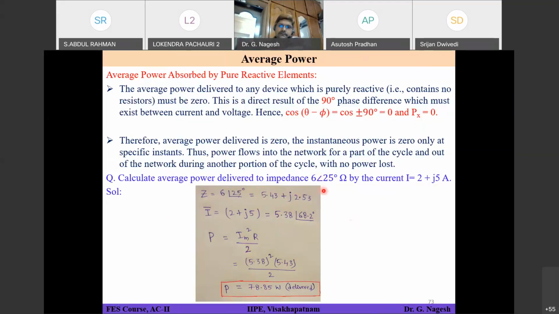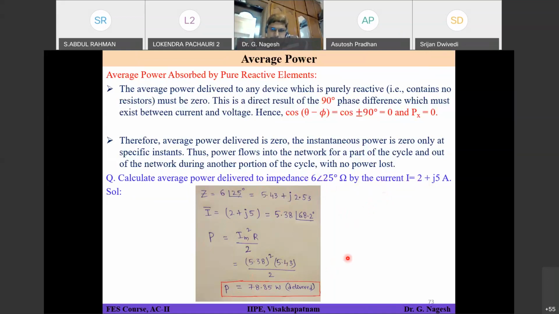You are understanding, na? So this is the current flowing through this impedance. So you multiply these two. Then you will get V of t, and I of t you are having. So from that V of t and I of t, you can calculate the average power, and that should also be the same as this one. Any other doubt?